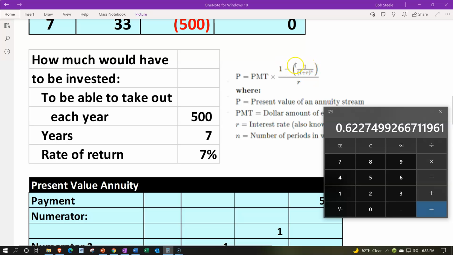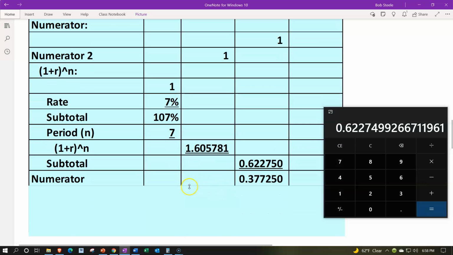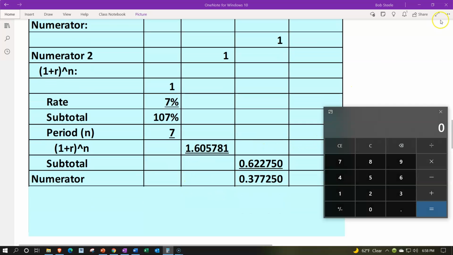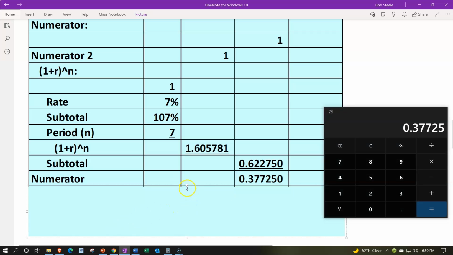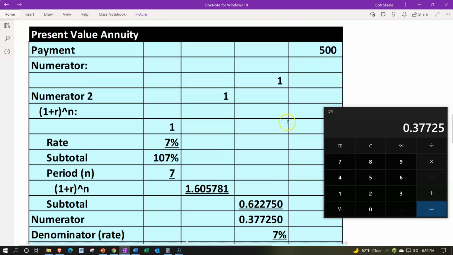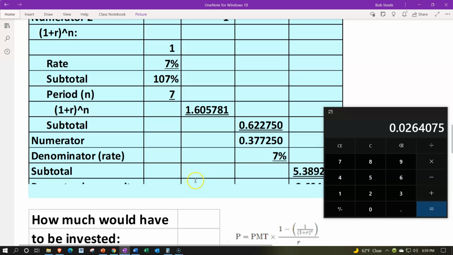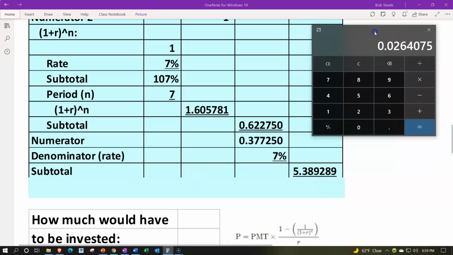Now we're at 1 minus that component, which is just in this column now. So we're going to say, all right, let's give us 1 minus that. 1 minus this number, 0.622750, gives us about 0.37725. And then we've got the denominator, which is just r here, the rate of 7%. So we'll say, all right, 0.37725 divided by 0.07 is going to give us about, hold on a sec, that didn't work right.